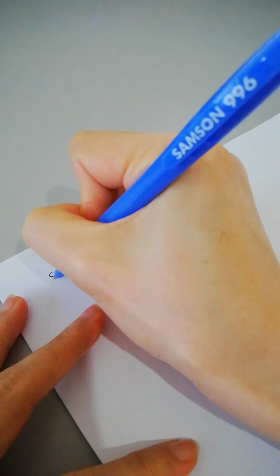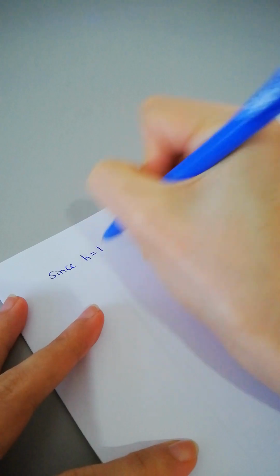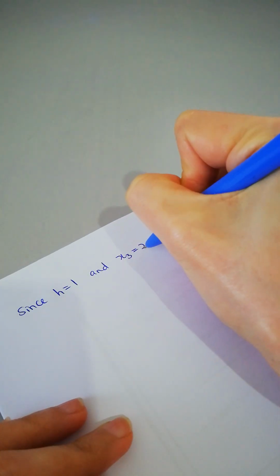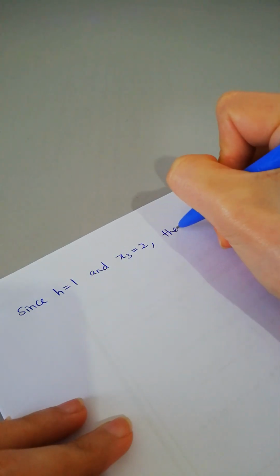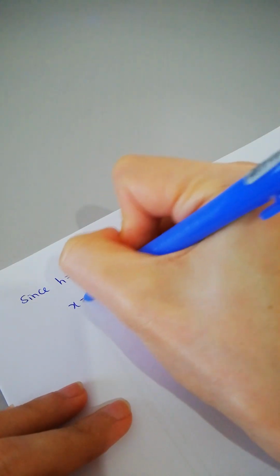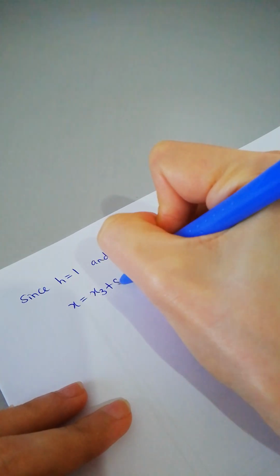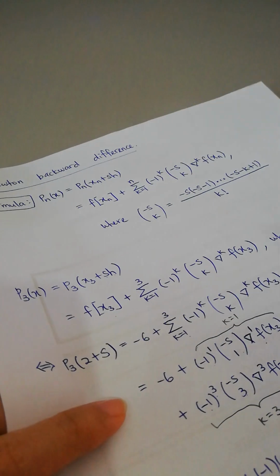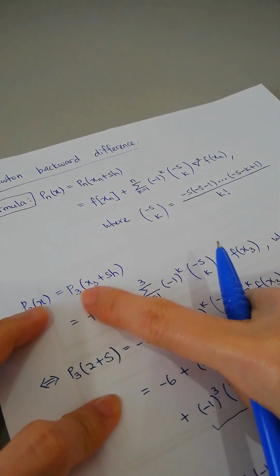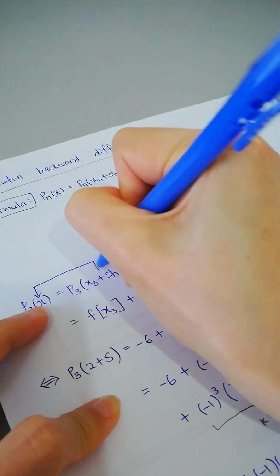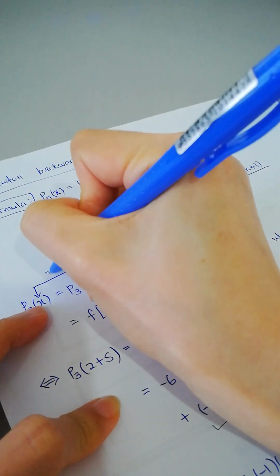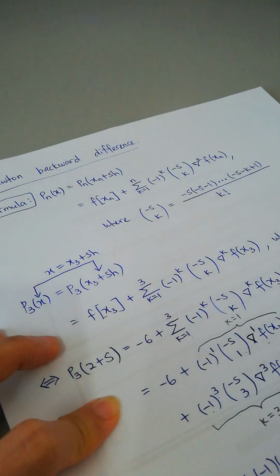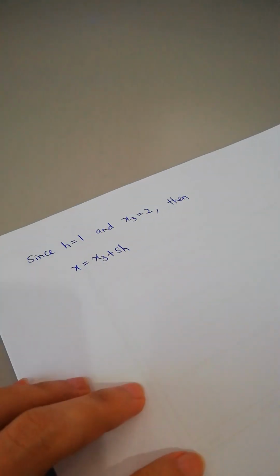Okay, what do you know? Since your h is equal to 1 and your x3 is equal to 2, then what do we know? Our x, which is equal to x3 plus sh, how do we get that? Remember, this is from here. Your x and these, they are equal. So that means your x is equal to x3 plus sh. So this is what you have from here.